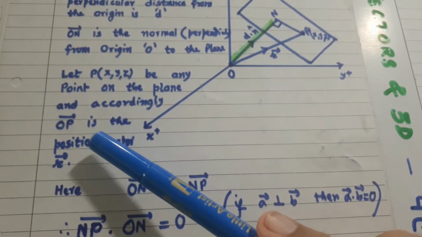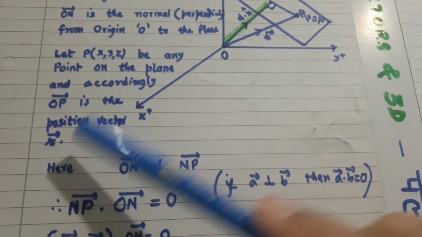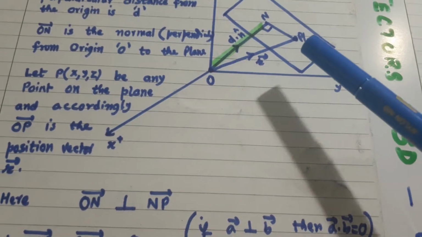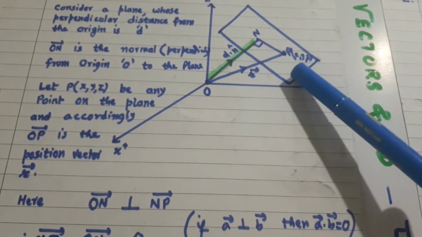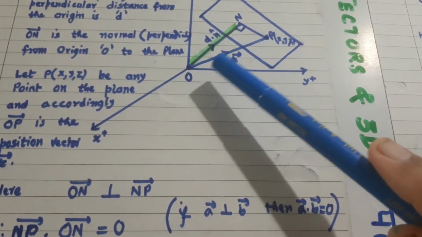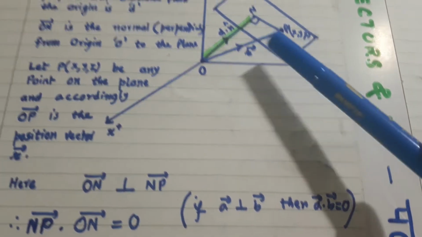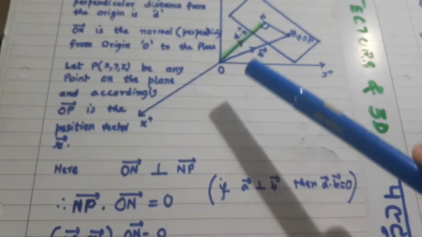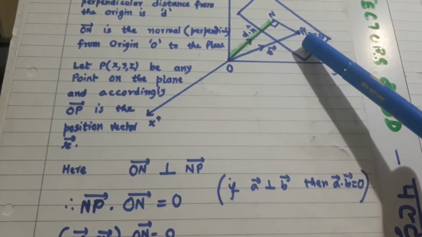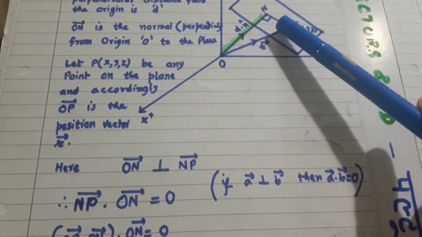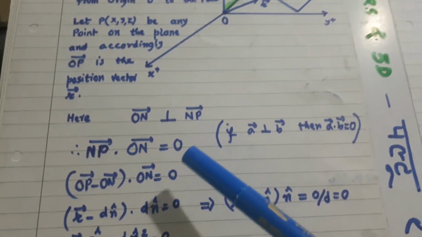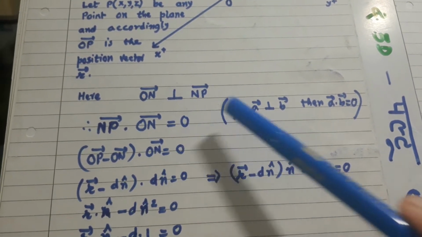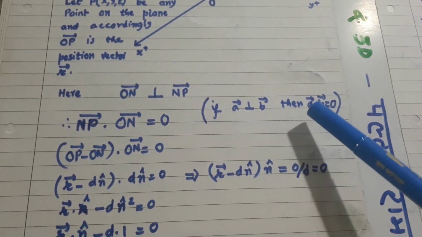And accordingly OP is the position vector of R. This is the position vector. I told you previously that whenever we have a general point, the vector is represented by R. So this is R. Now ON is perpendicular to NP. If two vectors are perpendicular, their dot product is 0. NP dot ON is 0. If A and B are perpendicular, then A dot B is 0.